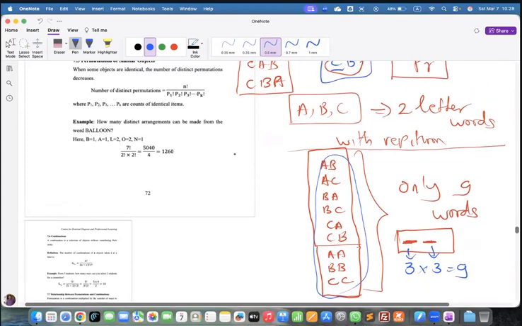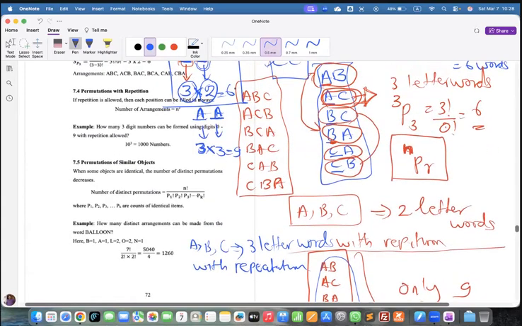Okay, now my question is, we have 3 letters A, B, C, right? Now I need to make 3-letter words with repetition. How many can we make? With repetition, 3-letter words, how many can I create? How many words can I make? Someone tell me the answer. Just think about it yourself and tell me the answer. It's maybe 9.